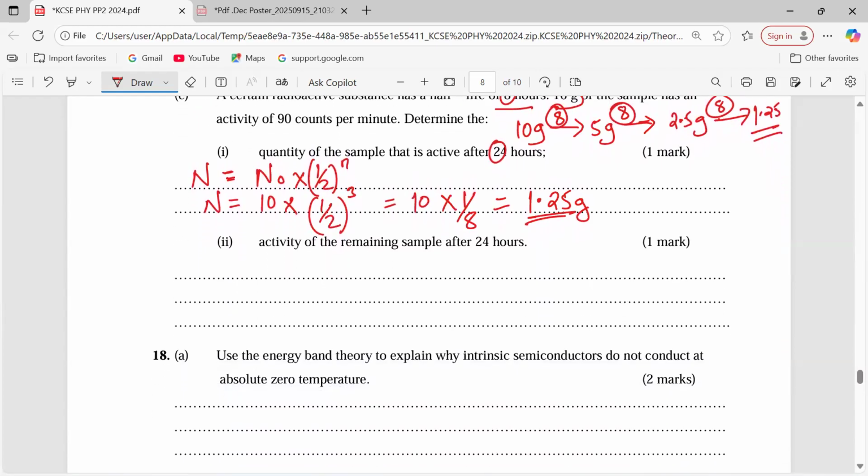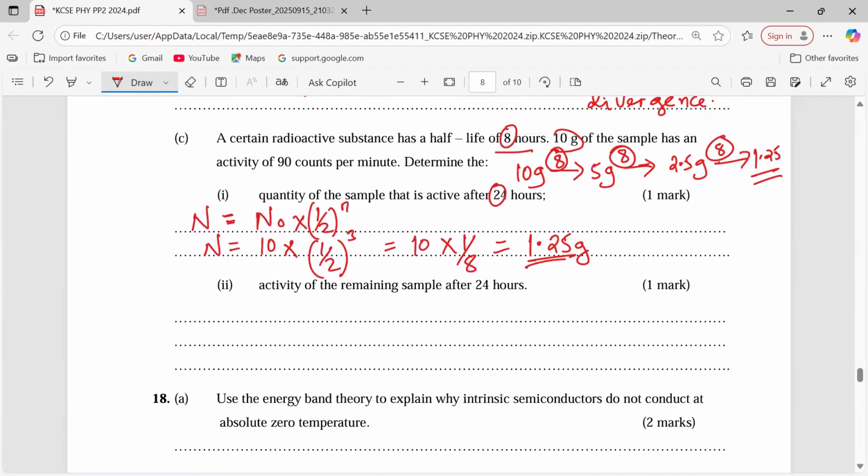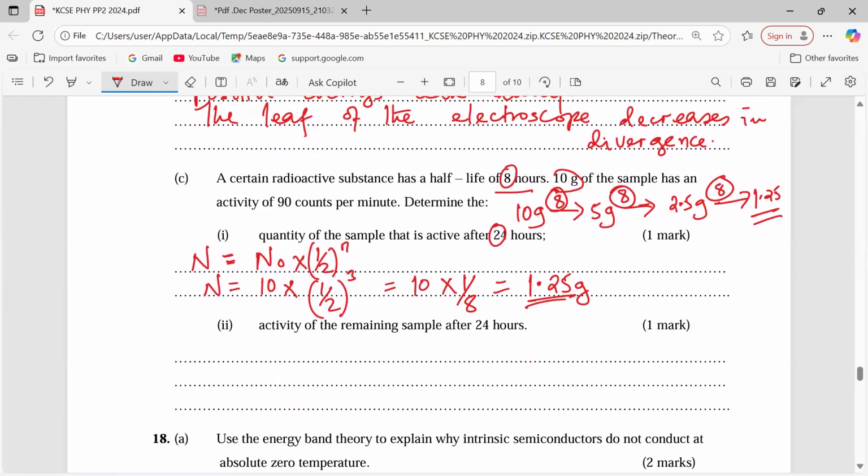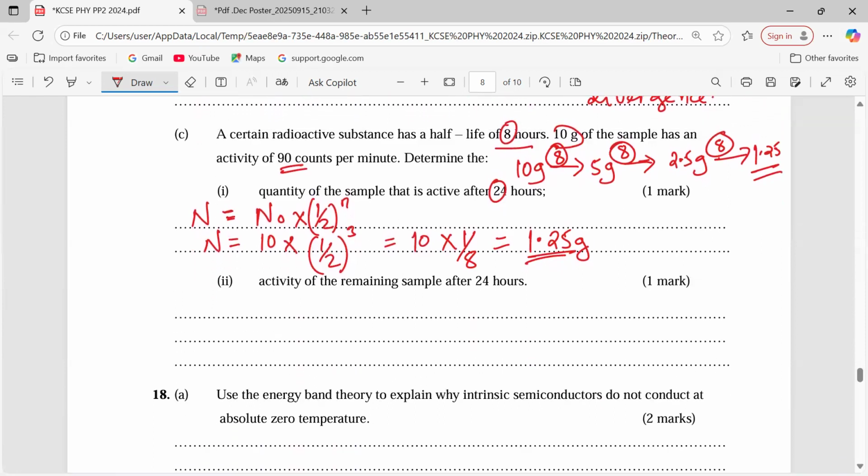Then look at part 2 of the same. Activity of the remaining sample after 24 hours. Remember, the original activity was 90 counts. After the first 8 hours, following the half-life, we go to 45 counts. After another 8, we shall go to 22.5. And after the last 8 hours, we shall go to 11.25 counts per minute.